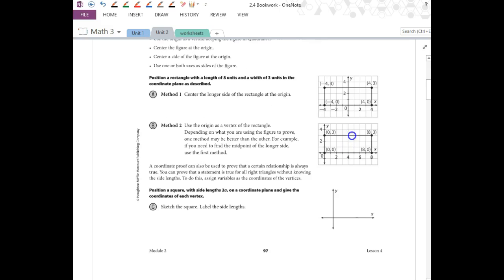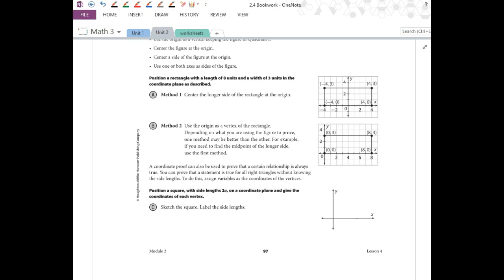We kind of did this in the last section, but we're going to skip down to C here. It says position a square. What do we know about a square? Four right angles, four congruent sides. True. Each of those sides happens to have a length of 2a.